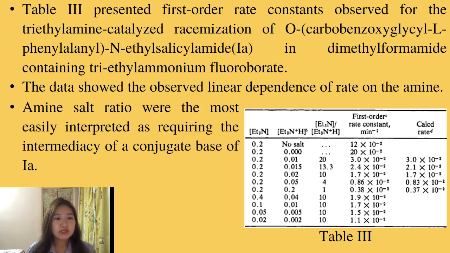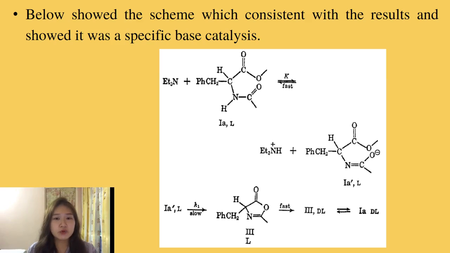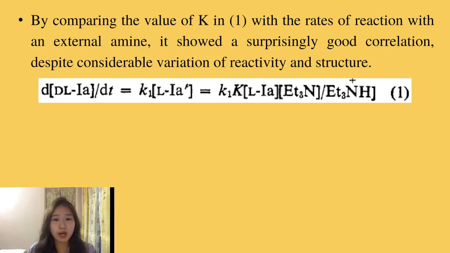Table 3 presents the first order rate constants observed. The data show the observed linear dependence of rate on amine. Amine salt ratios were most easily interpreted as requiring the intermediacy of a conjugate base of Ia. Below shows the scheme which is consistent with the results and shows it was a specific base catalysis. By comparing the value of K in 1 with the rates of reaction with an external amine, it showed a surprisingly good correlation despite considerable variation of reactivity and structure.